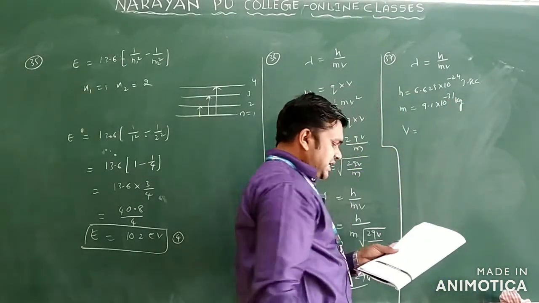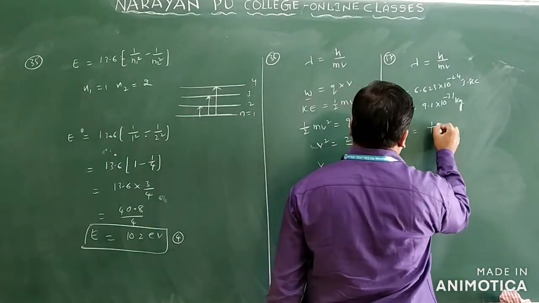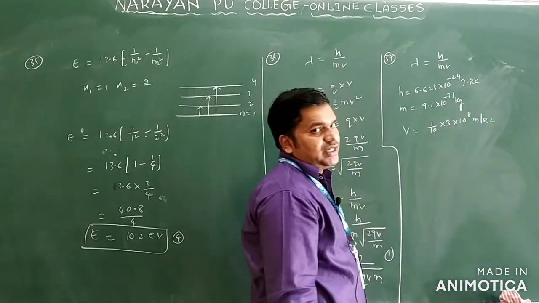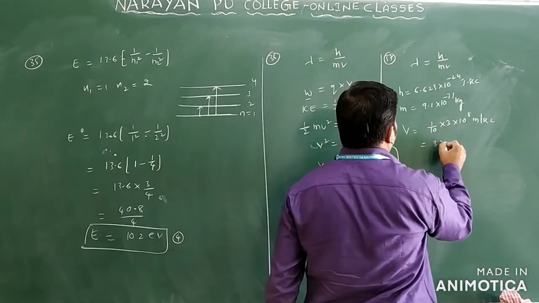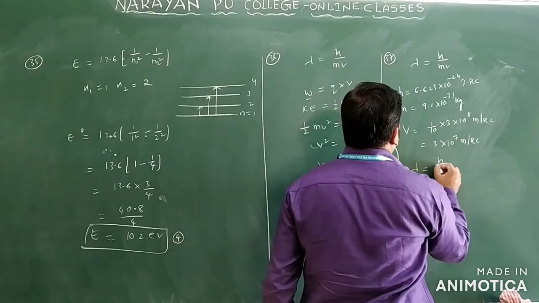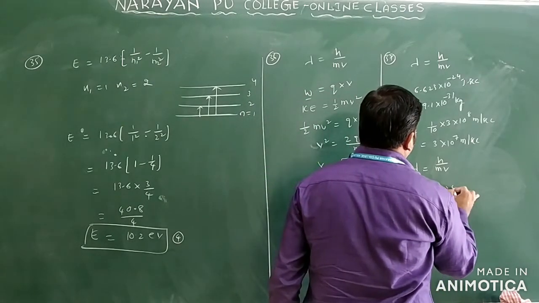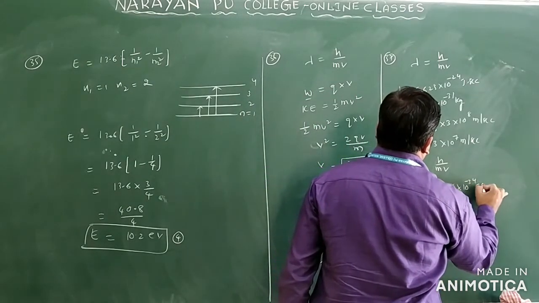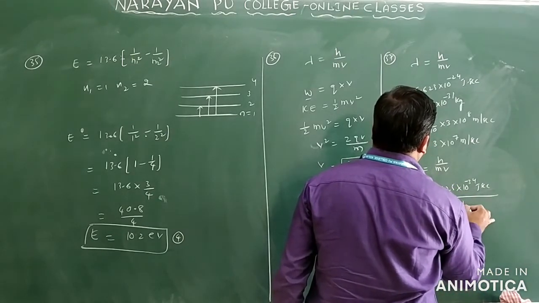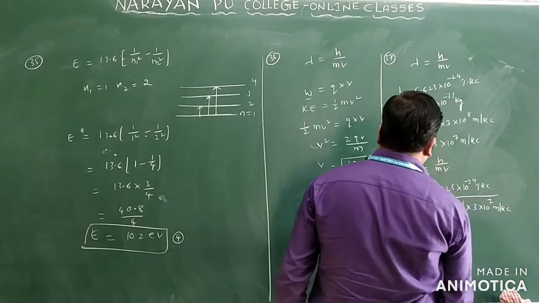And this is the velocity. What is the velocity given? 1 by 10th of the velocity of light, that is 1 by 10 of 3 into 10 power 8 meter per second. So I can write this as 3 into 10 power 7 meter per second. Substitute the values in the formula: 6.625 into 10 power minus 34 joule second by 9.1 into 10 power minus 31 into 3 into 10 power 7 meter per second.